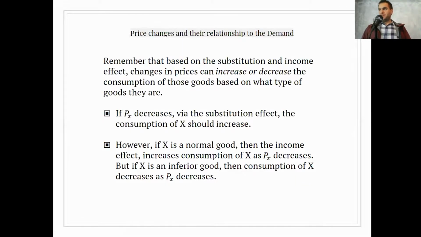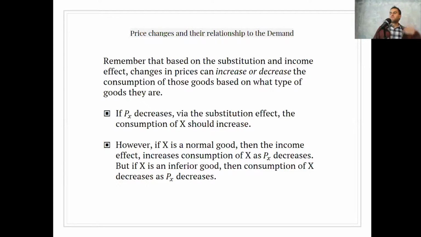Before we started the production side of things, just after your first midterm exam, we covered the last part of the consumer side of things, which was this idea of how price changes affected the decisions of consumers. And we had this idea of the substitution and the income effect, and how these changes in prices increase or decrease the consumption of those goods based on what type of goods they are.